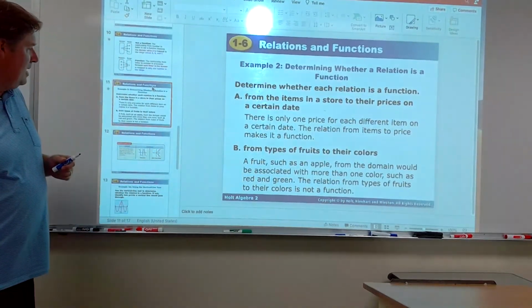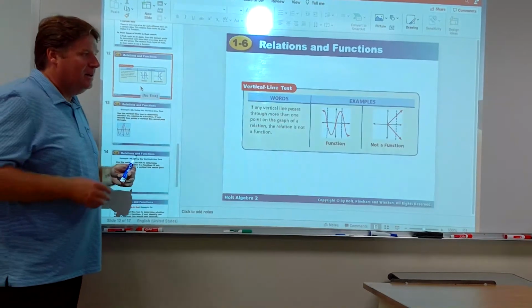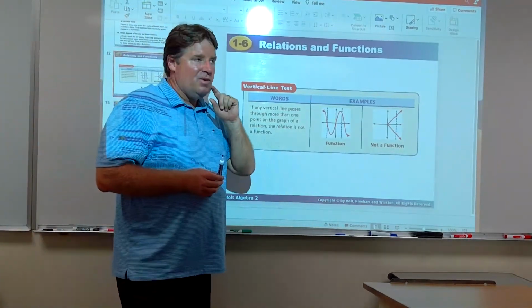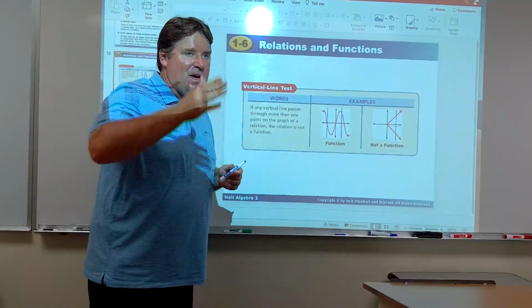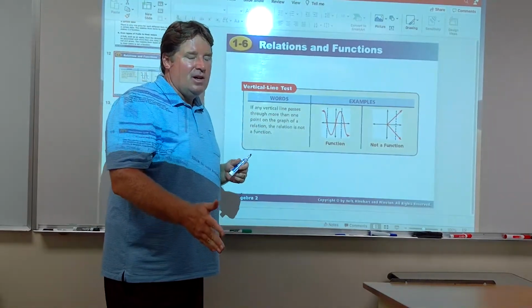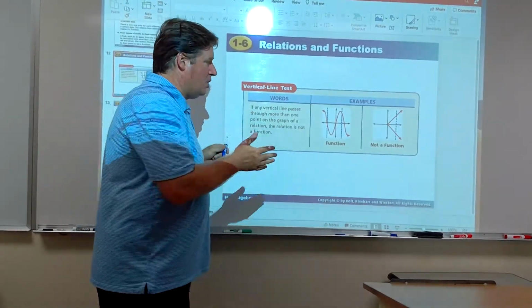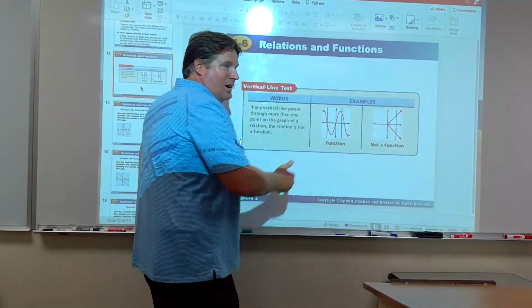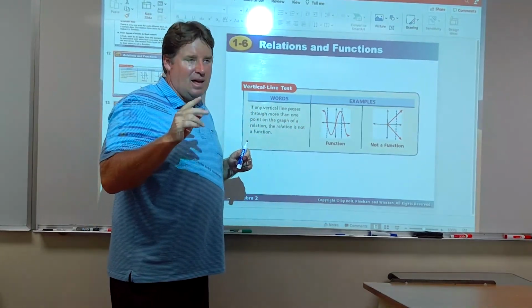All right, now here's the fun part. From a graph, we are going to be able to tell if something is a function if it passes the vertical line test. If I make a vertical line through the graph, and we're going to make a little sound effect here, like Miss Piggy, we go hi-ya, and go right through the graph. If it only goes through in one spot, that means it's a function.